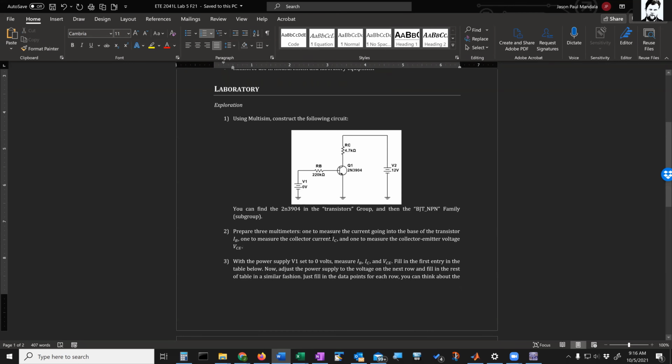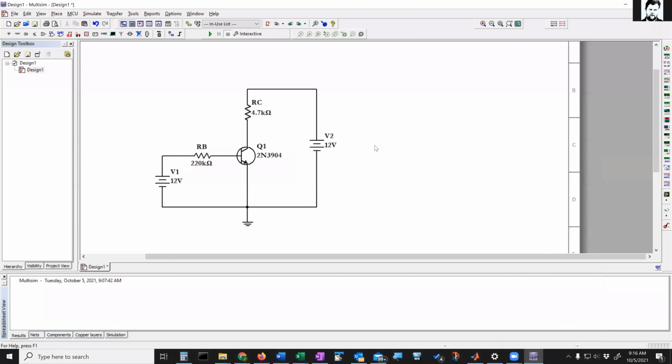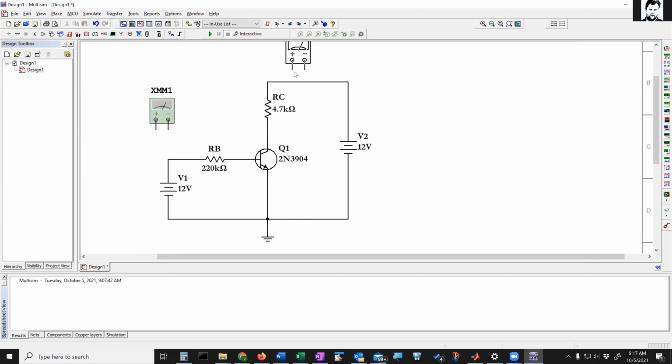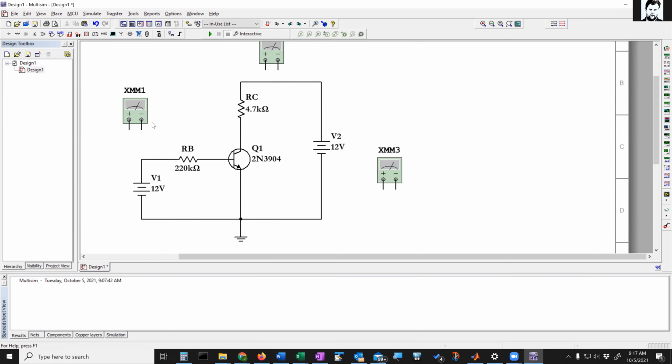So this lab says to prepare 3 meters, 1 to measure the current for the base, 1 to measure the current for the collector, and then 1 to measure the collector emitter voltage. Okay, so let's set up those meters. So that one for base current, let's use this one for collector current, and one more for the collector emitter voltage.